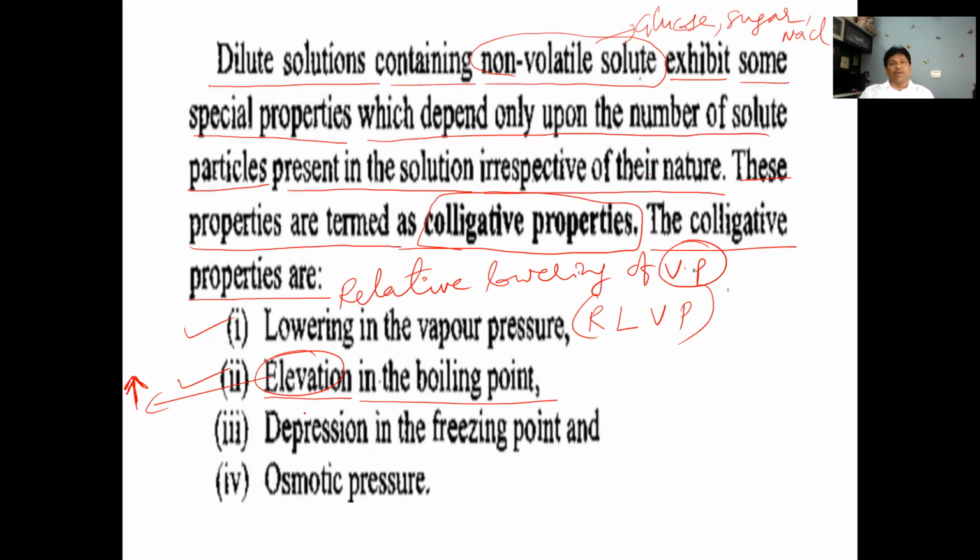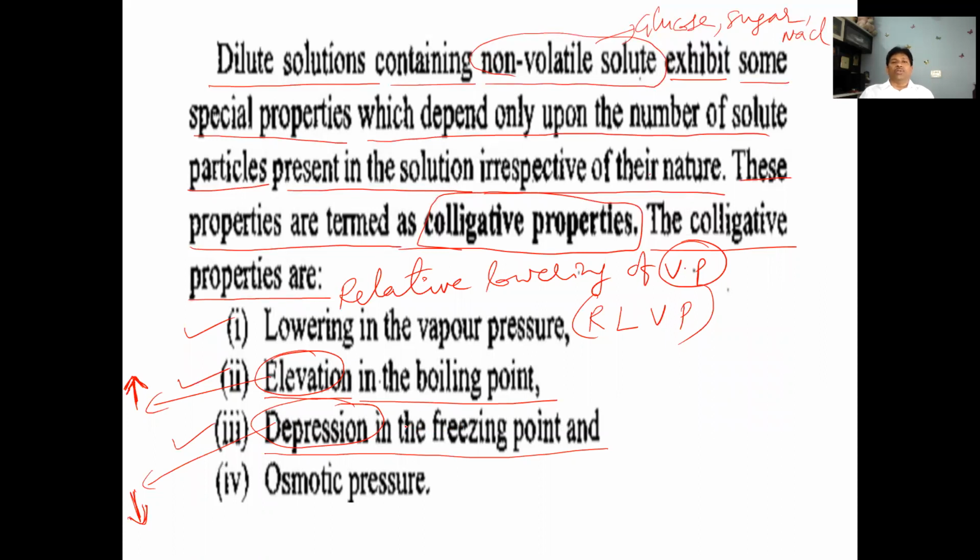These two properties are colligative properties, and they depend only on the number of solute particles. Next, the third property is depression in the freezing point. Depression means decrease. The downward arrow indicates decrease here. So, a decrease in the freezing point.